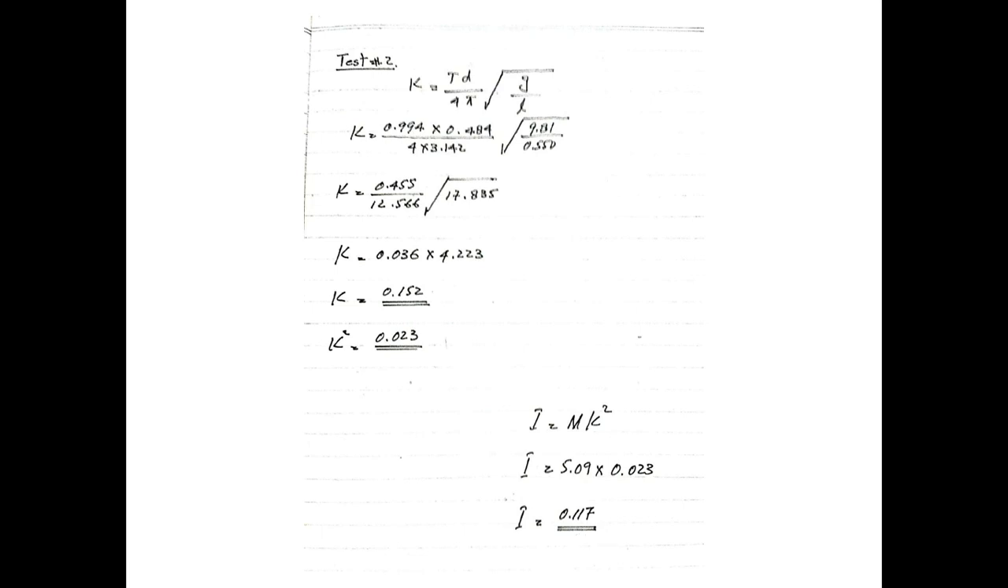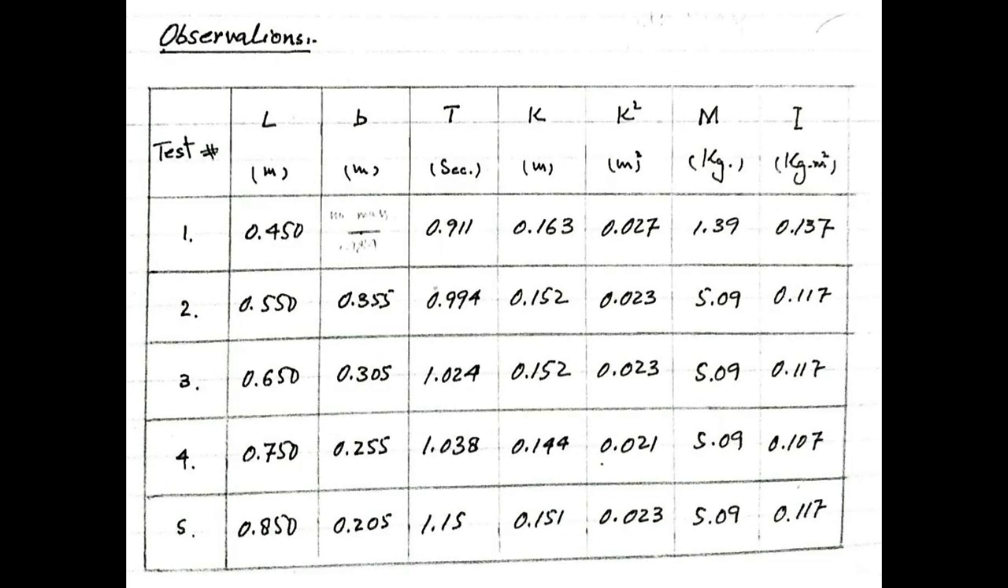Repeating these calculations for different lengths and different positions of the masses, it is concluded from this experiment that the moment of inertia of an object can be changed by changing the length of the string or changing the position of the masses. It means that it depends upon the location of the masses, and it depends upon the length of the string.